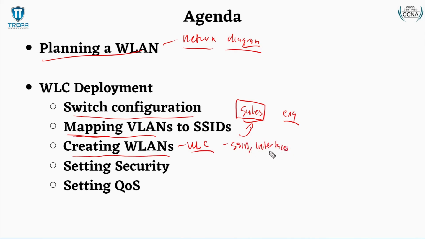So this is actually setting up the wireless network, right? I need to set up the sales SSID. How do I do that? How's that initial configuration done? And then we're going to go over setting security and QoS.